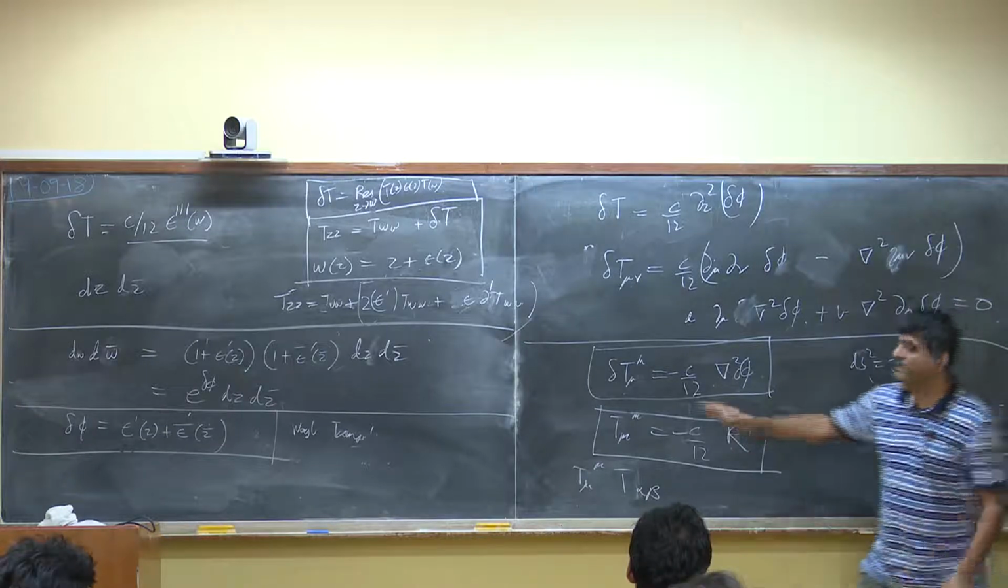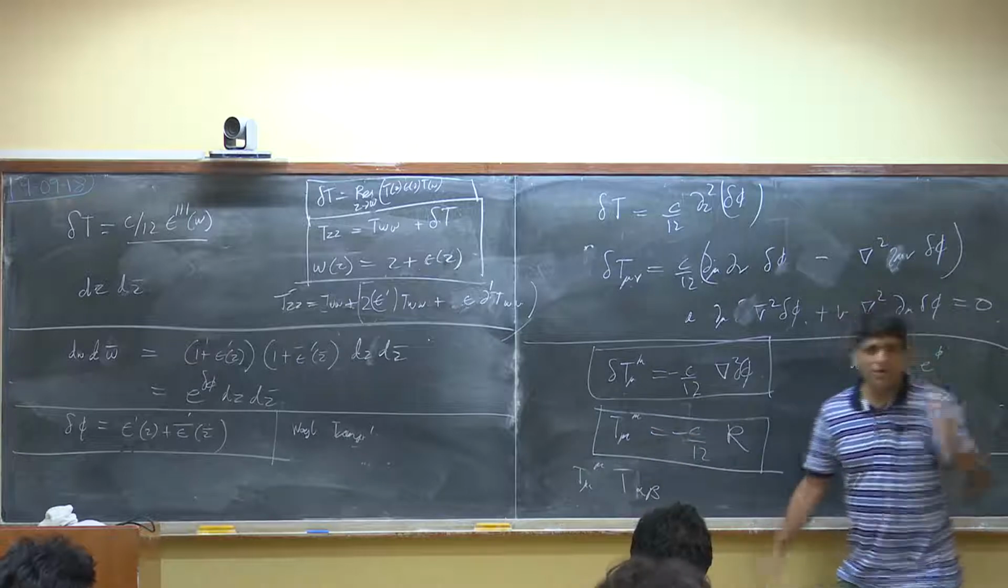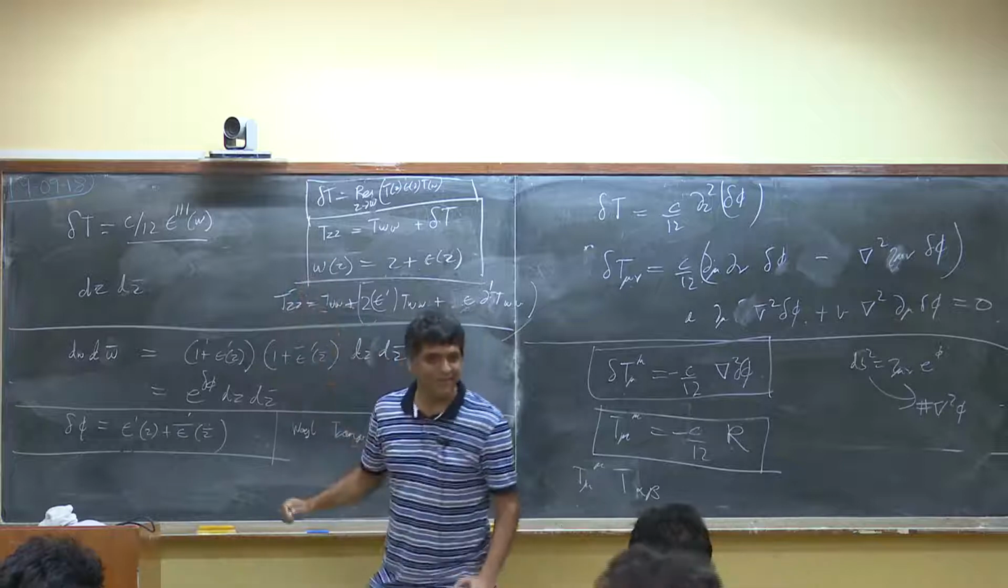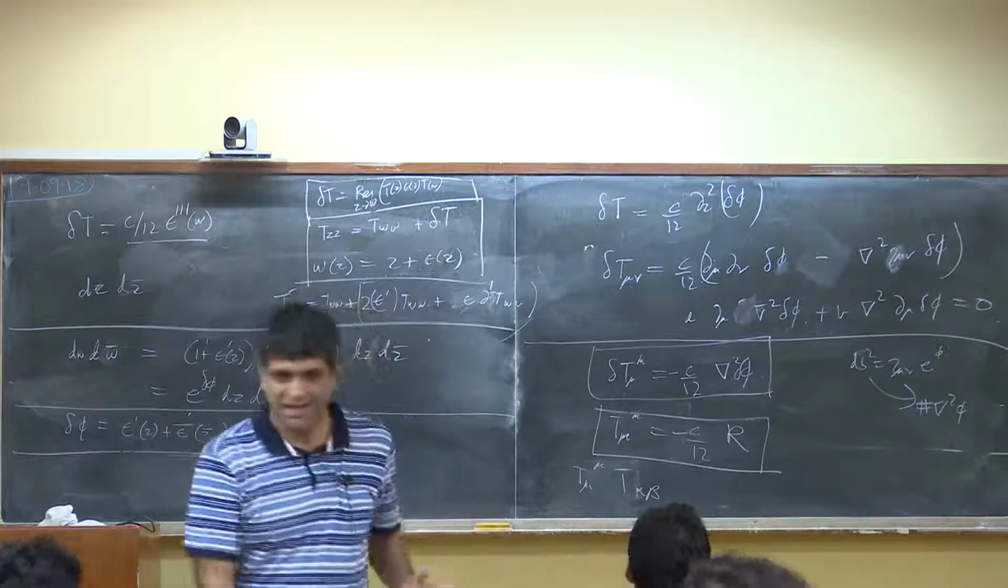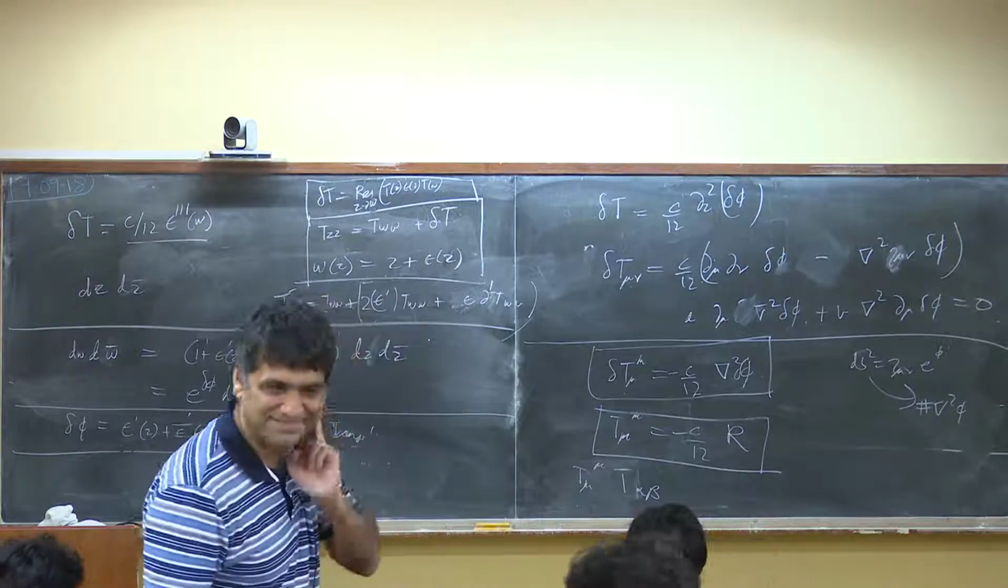Fine. So I'm going to leave it as an exercise for you guys to fix up these numbers. Work this argument through completely, keeping track of all signs and keeping track of all numbers. You should get exactly the minus c by 12 times R.